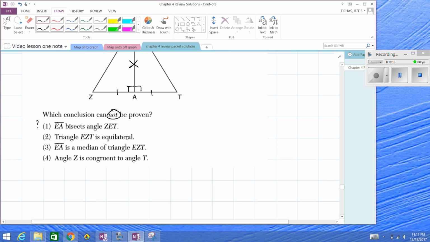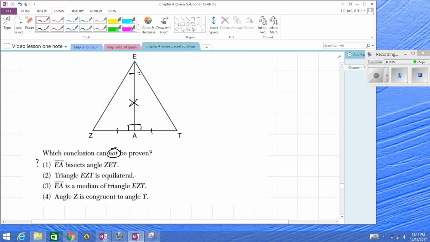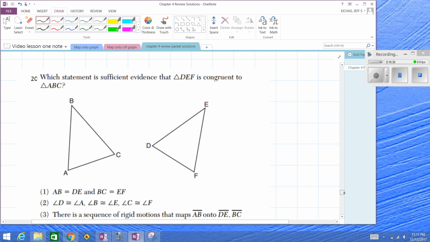Triangle EZT is equilateral. I don't think I can prove that. Yeah, there's no reason. I bet it's going to be this one. EA is the median. We haven't taught you that yet, but it is. Angle Z is congruent to angle T. Again, the triangles are going to come congruent, so those are going to be the same. I like it. We cannot prove that the whole triangle is equilateral. Okay, let's keep going.